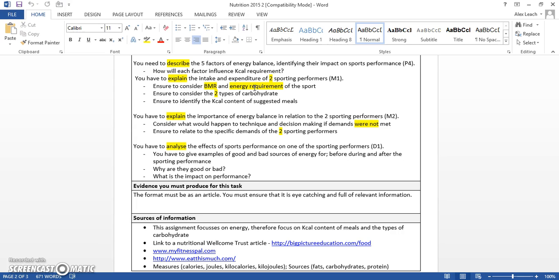So if you're using the stitch as an example, talk about how, if say you're looking at football and you're a central midfielder or a box-to-box midfielder, talk about how if you're tracking the person you're marking and you've got a stitch, you're not going to be able to keep up with them, and therefore that could create a goal scoring opportunity for the opposition. Make sure it's very, very sporting specific.